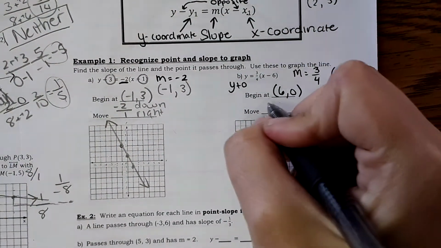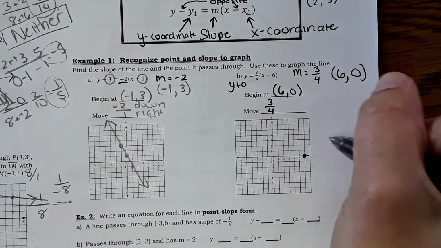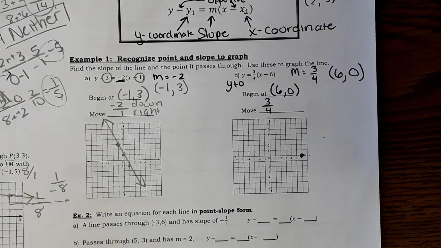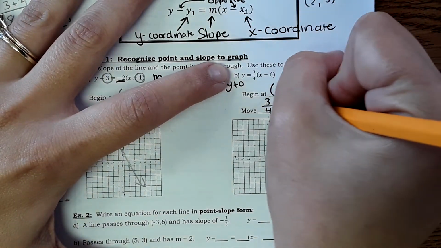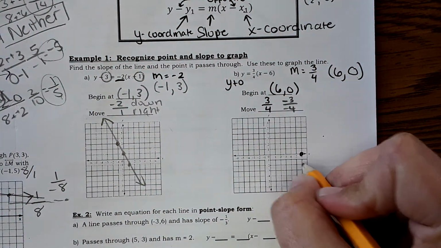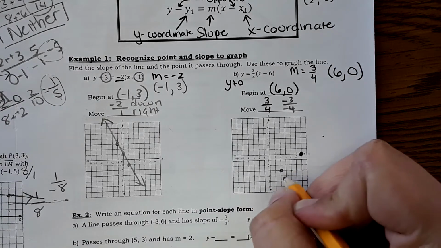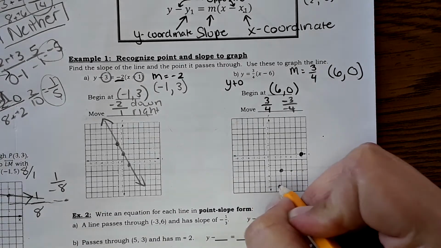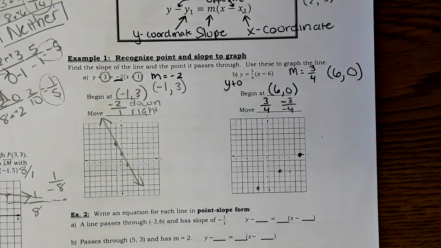And then we're going to move at a slope of 3/4, so that would be up 3 over 4, which is not even on the graph. But positive 3/4 is the same as -3 over -4, so we can actually go down 3 and left 4. And just graph it this way. And then graph the line. There's my Post-it notes that I usually use.